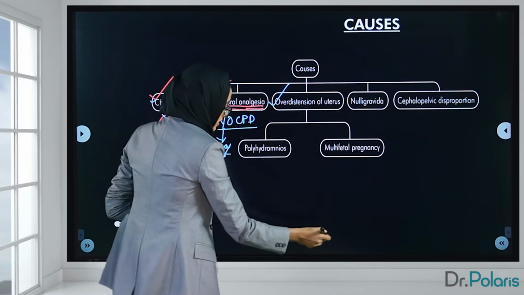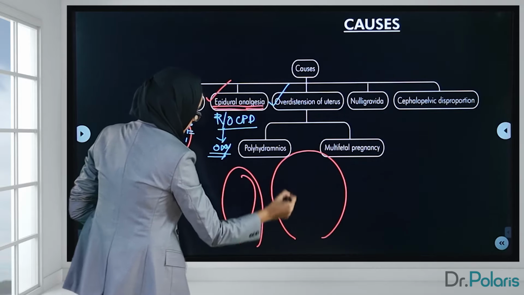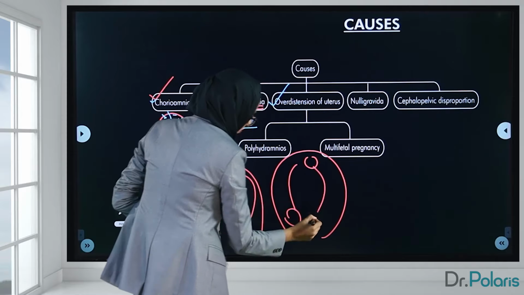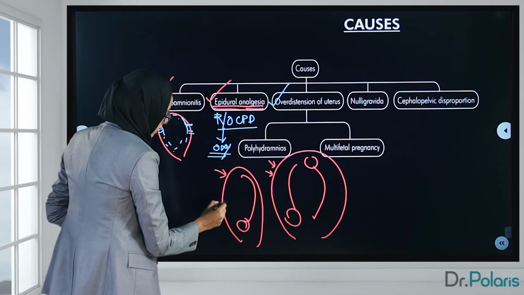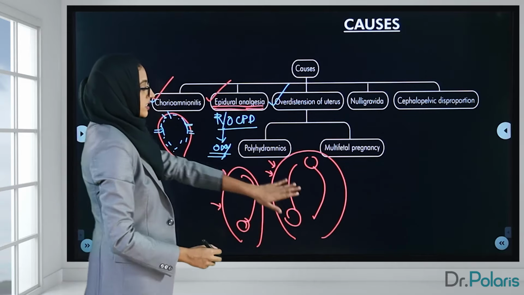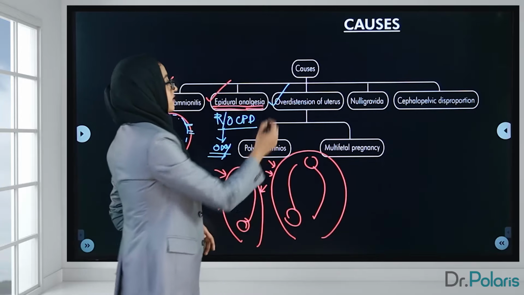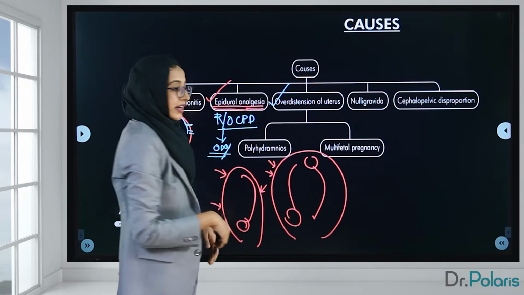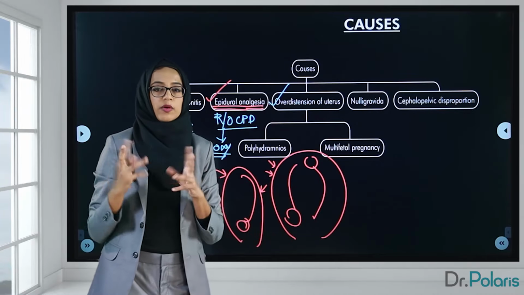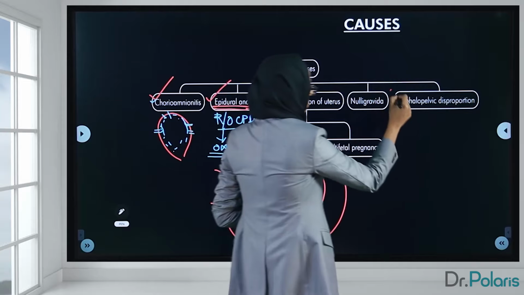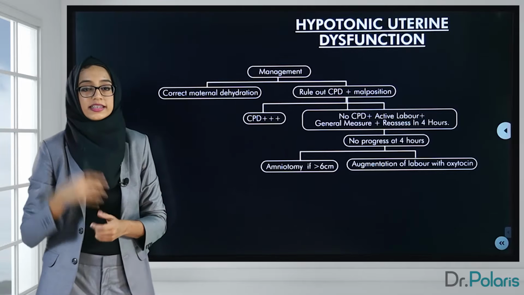Overdistension. Overdistension, just look at this. If you had to compare these two uteruses, like a singleton versus a twin, wouldn't you expect a larger uterus having a harder time to contract effectively versus a smaller normal sized uterus? So overdistension because of polyhydramnios, multifetal pregnancy, fibroids, etc. will also result in a hypotonic uterine activity. Nulligravida is another cause, because generally nulligravidas are prone for some amount of labor dysfunction, and sometimes that will be because of CPD. So you need to rule out all of these things and take into assessment.